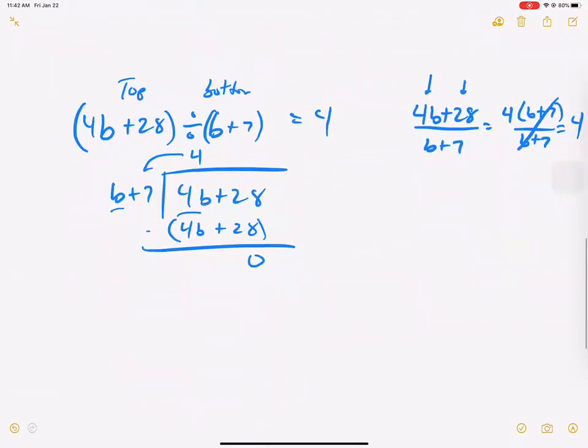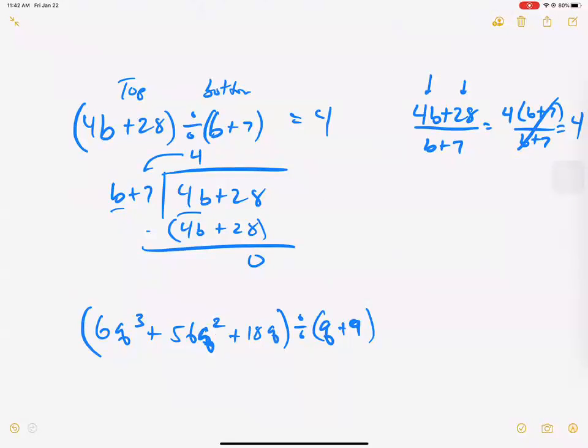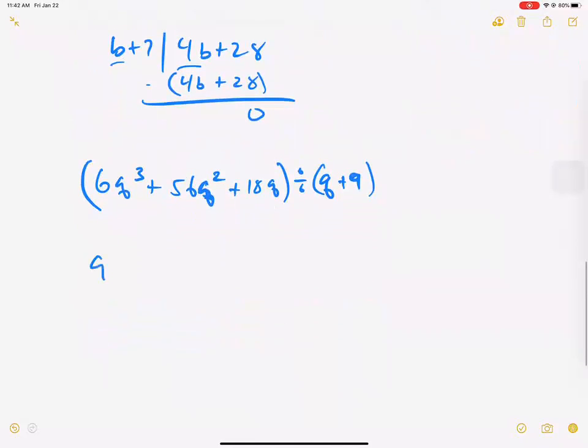If I look at this problem here, 6q cubed plus 56q squared plus 18q, and divide this by q plus 9. That's a 9 here, and that's q. Now, this seems like a lot of work. But you know what? Let's just do it, and then we'll look at the easy way. q plus 9 divided by 6q cubed plus 56q squared plus 18q.